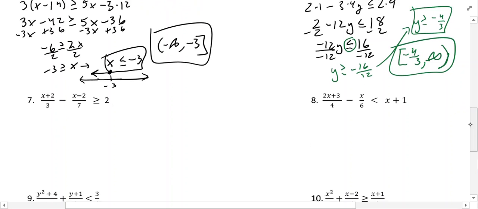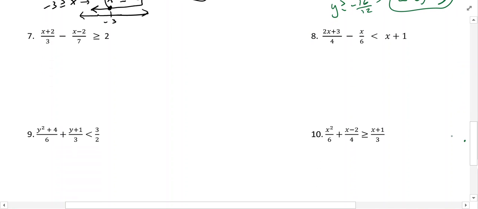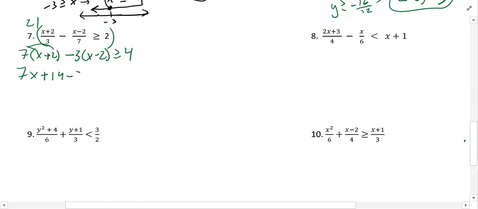All right, for number 7, again, you're looking for the common denominator. So the common denominator here is 21. So when you distribute, you're going to get 7 parentheses x plus 2 minus 3 parentheses x minus 2 is greater than or equal to 4. So then when we distribute, you're going to get 7x plus 14 minus 3x plus 6 is greater than or equal to, oh, I'm sorry, not 4, 21 times 2. Where's my eraser? So 42.